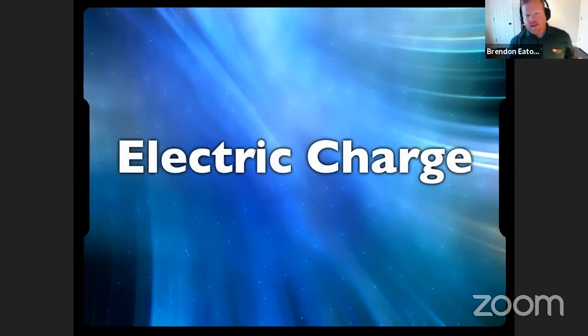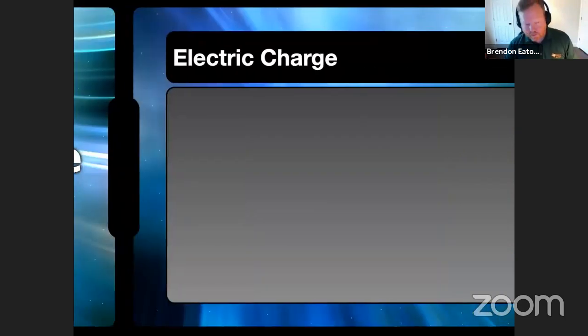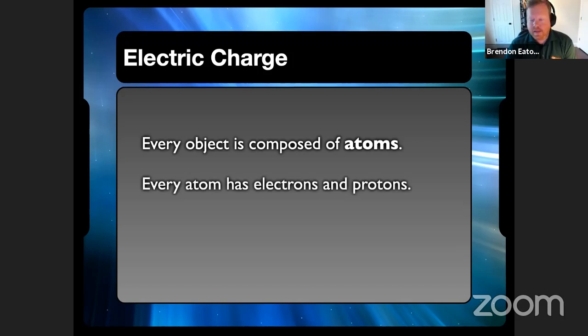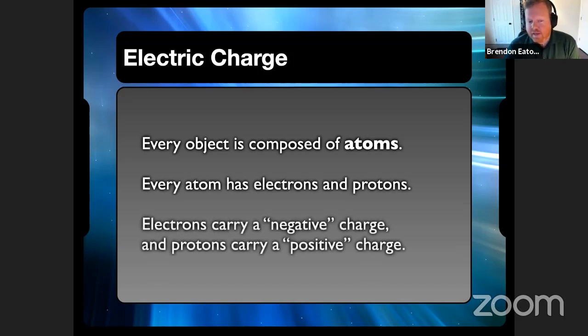So you've already taken chemistry more than likely. You've already pretty much been through an entire Physics 2 course. So you know that every object is composed of atoms, and inside of those atoms, they contain electrons and protons. And electrons carry a negative charge, and protons carry a positive charge.